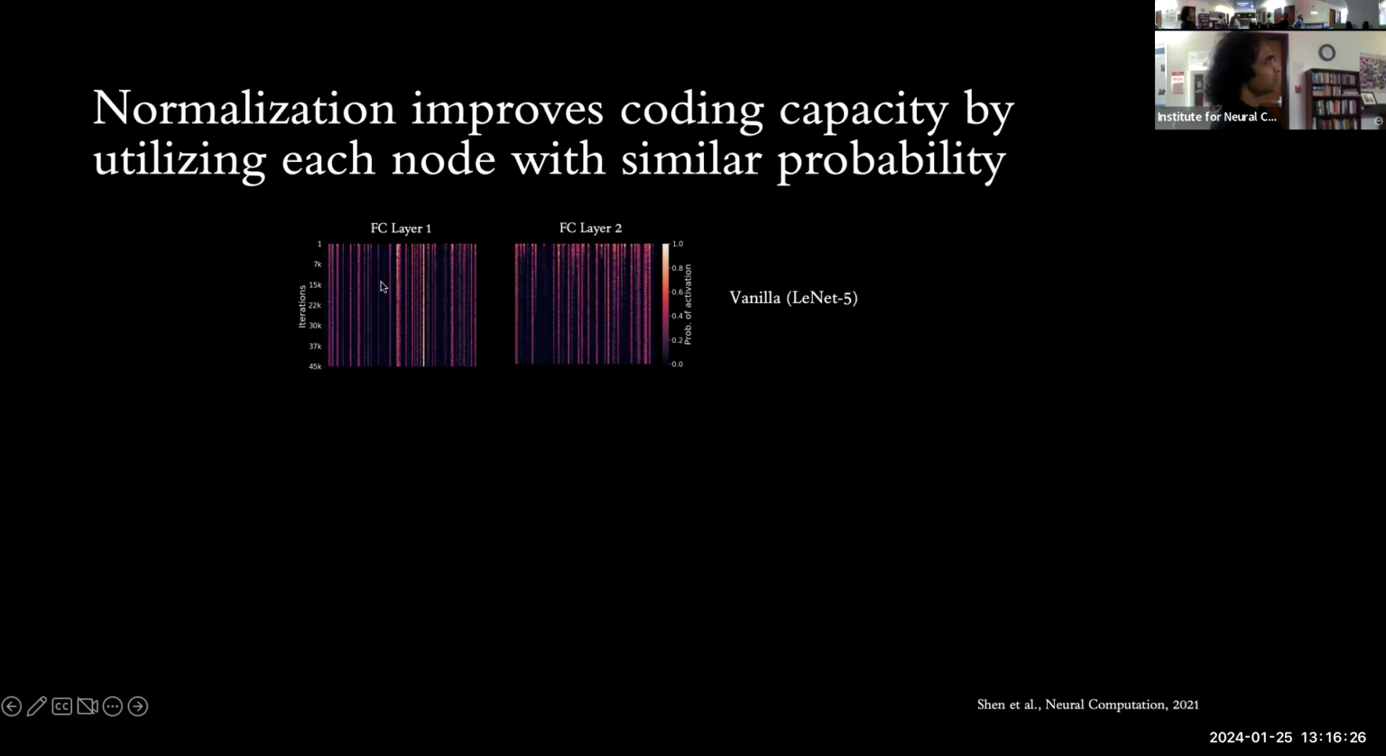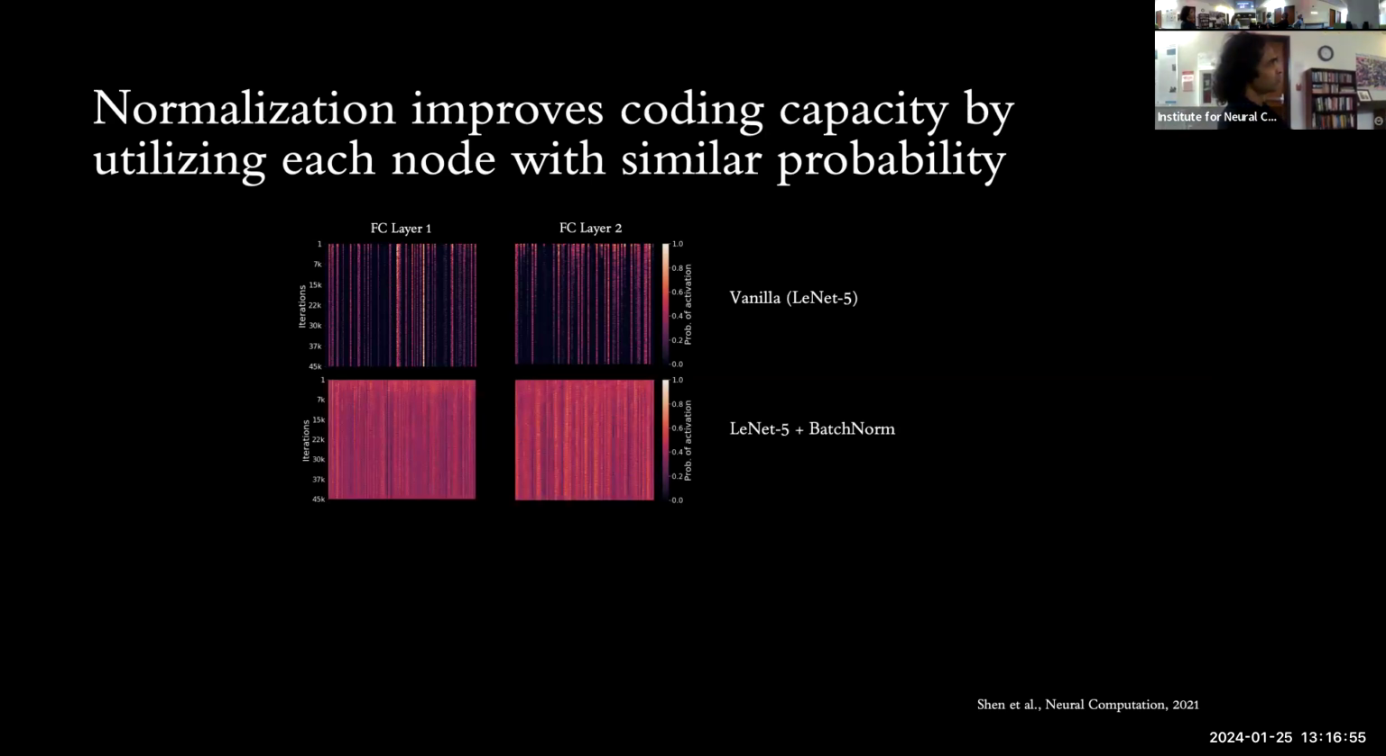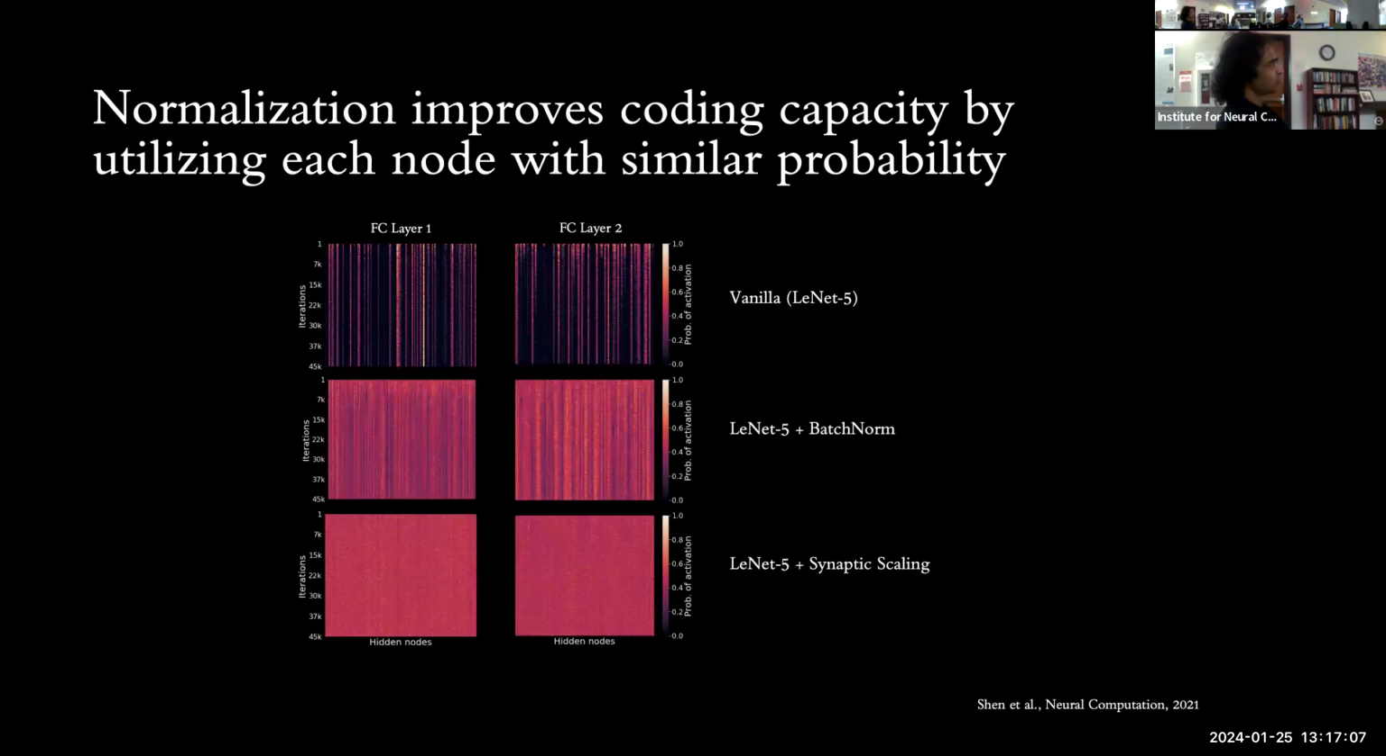And you can see in this picture that there are a lot of strips, which means there are also a lot of black and empty spaces here. Those neurons almost never get used throughout the training. You can see how this is not good, because it reduces the coding capacity by not using some neurons at all. Right. So then if you add in batch normalization, you see that the neurons are being used more homogeneously, and each neuron has a similar probability of being activated throughout the training. And the same thing happens if you use synaptic scaling.